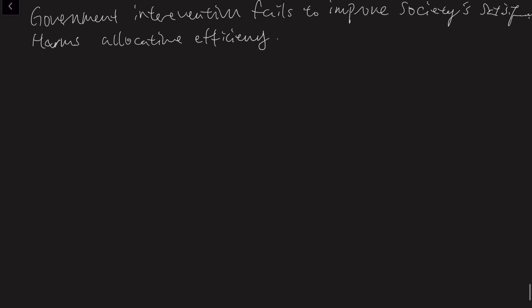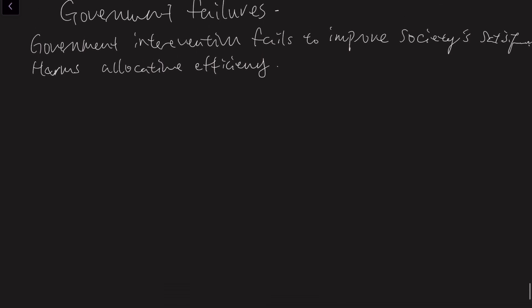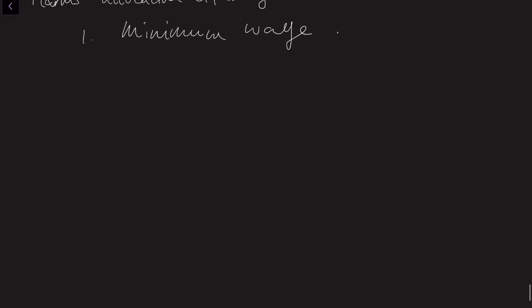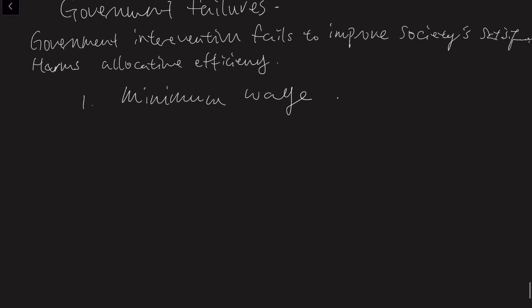Okay, so what are some examples of government failures? My favorite example, minimum wage. It seems to be a very good thing. How can minimum wage be government failure? How can minimum wage decrease allocative efficiency? This is why the study of economics becomes useful, because it enables you to see things from a different perspective.